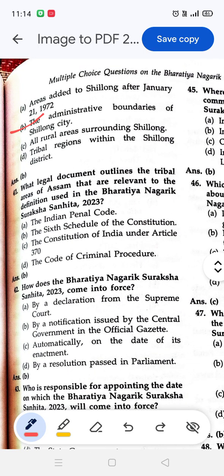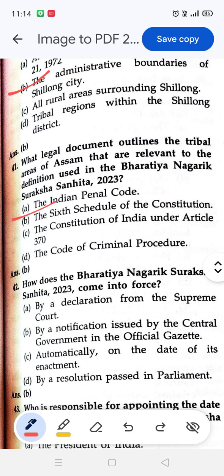Question number 41. What legal document outlines the tribal areas of Assam that are relevant to the definition used in BNSS 2023? So the correct option is option B, the schedule of the constitution, 6th schedule of the constitution.